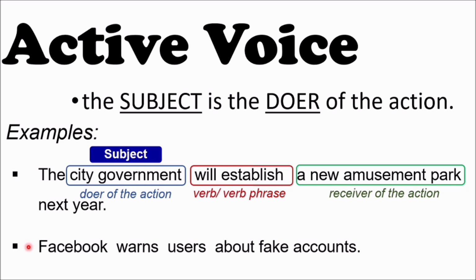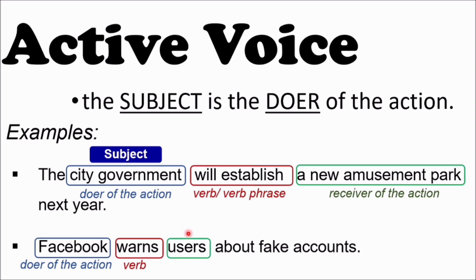Facebook warns users about fake accounts. Now, where is the verb in this sentence? Very good. The word warns. This is the verb. Now, who warns users about fake accounts? Exactly. Facebook is the doer of the action. Now, for whom is the warning of Facebook? Whom does Facebook warn about fake accounts? Excellent. The users. They are now the receiver of the action.